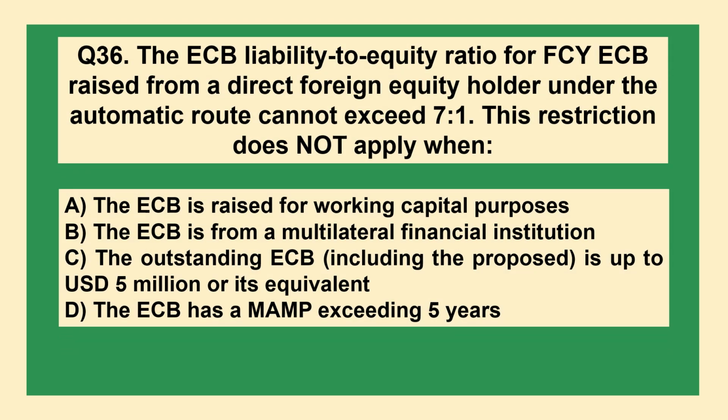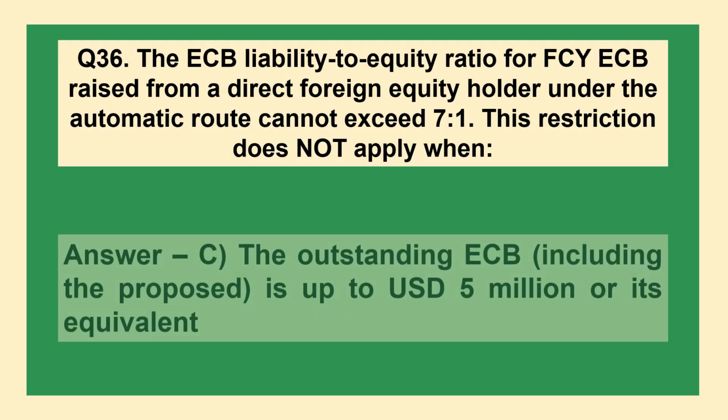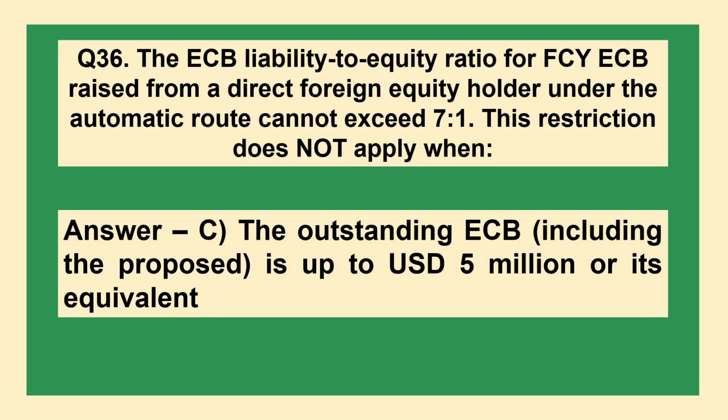The ECB liability to equity ratio for FCY ECB raised from a direct foreign equity holder under the automatic route cannot exceed 7:1. This restriction does not apply when: A. The ECB is raised for working capital purposes. B. The ECB is from a multilateral financial institution. C. The outstanding ECB, including the proposed, is up to USD 5 million or its equivalent. D. The ECB has a MAMT exceeding 5 years. The answer is option C. The outstanding ECB, including the proposed, is up to USD 5 million or its equivalent.